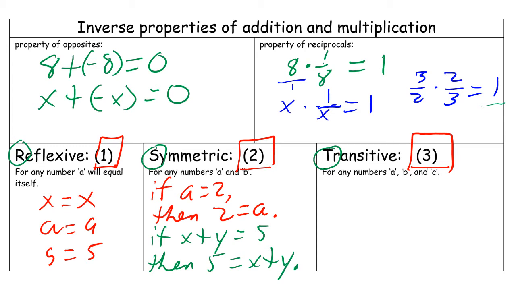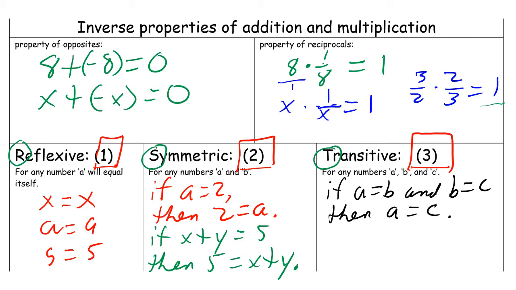All right, the transitive is the exciting one. The transitive has 3 equal signs. If A equals B and B equals C, then A equals C. Notice that there are 2 A's, there are 2 B's, and there are 2 C's. 3 equal signs, 3 statements, each mentioned twice.